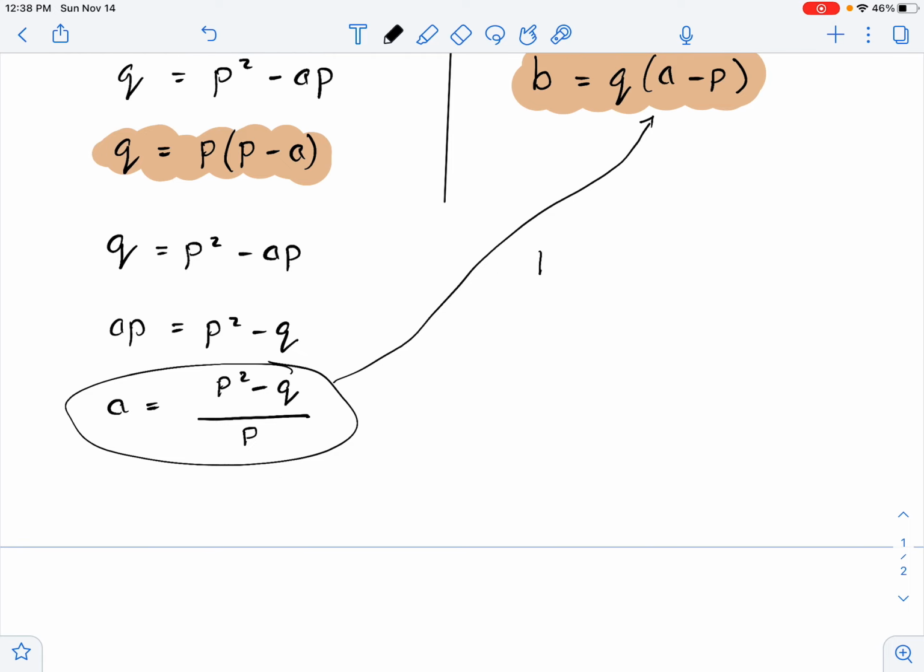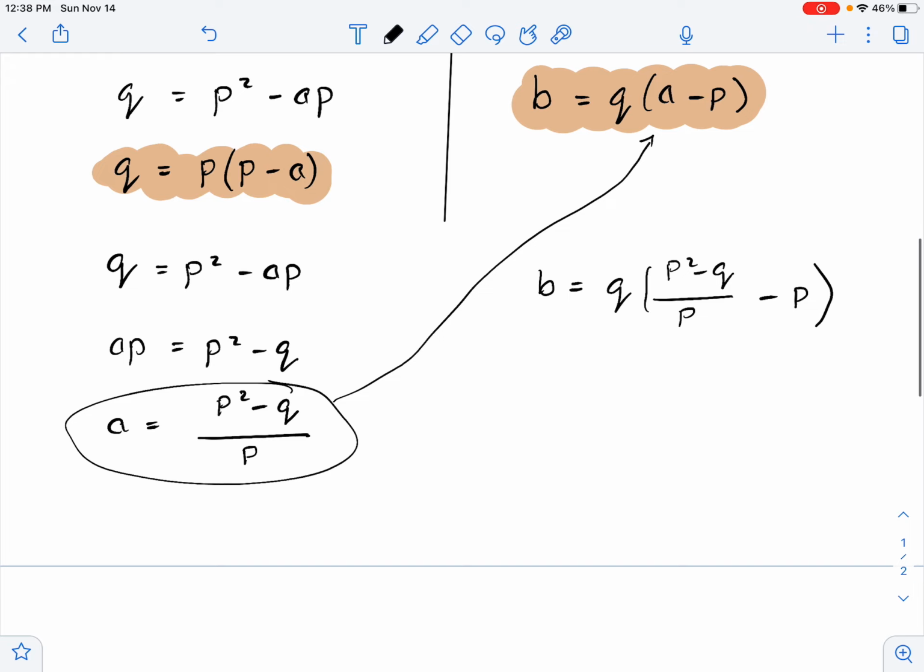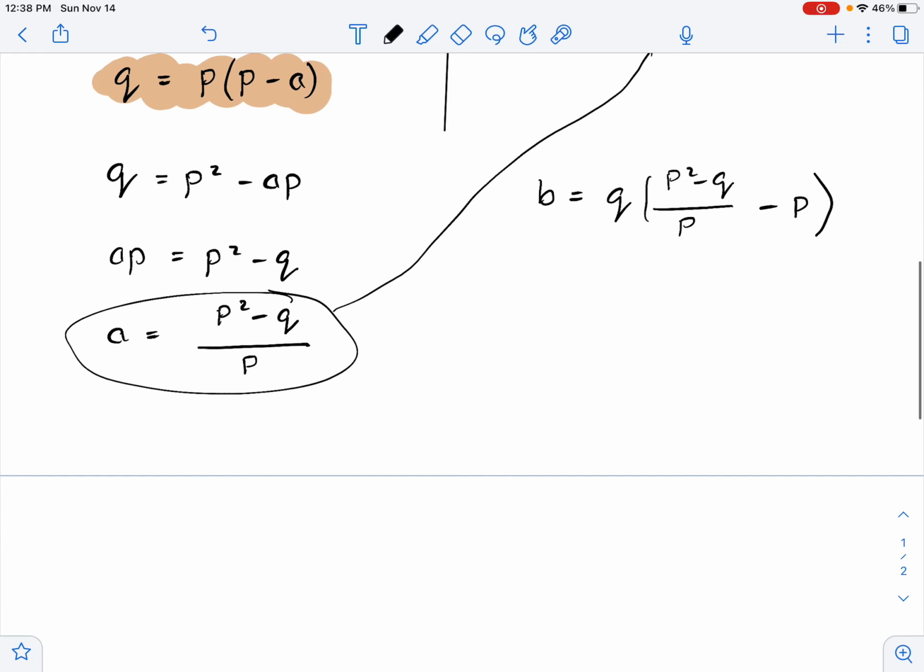So I will have then b is equal to q on p squared minus q all over p, minus p. And so what I've gained is I know a's now in my equation. I will combine. I will get b is equal to q times, I have two fractions. I want a common denominator, and a common denominator here is p. I will get p squared minus q minus, you could think of this here as p all over 1. So 1 goes into p times p is p squared.